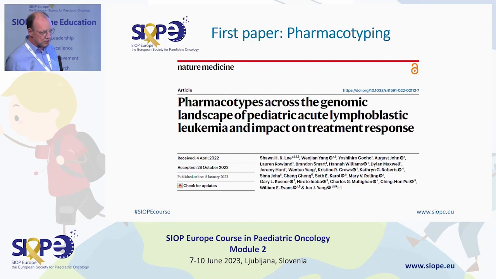So the first paper is about pharmacotyping in acute lymphoblastic leukemia. I think the papers have been shared, but no worries if you haven't read them, because I will discuss them briefly, and you'll always have the opportunity to look at them in more detail later on.